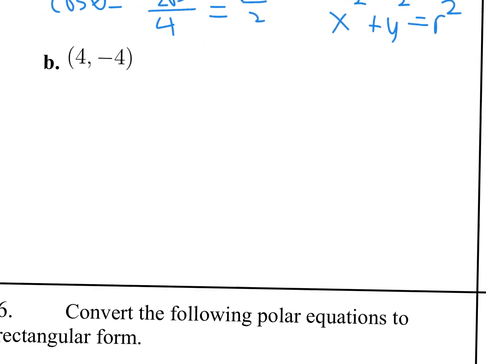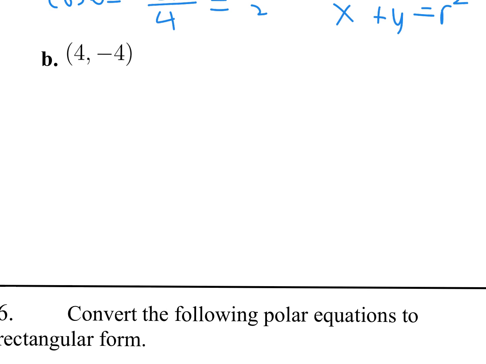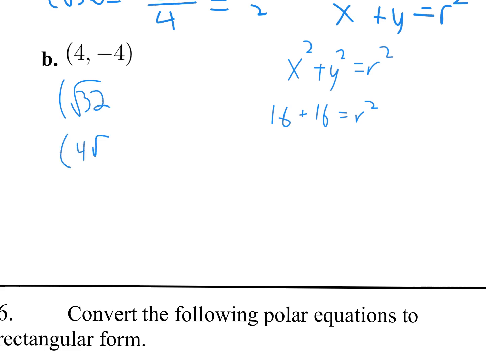Next one, let's do the same idea. That's x, y. So x squared plus y squared is r squared. So 16 and 16 is r squared. So r is the square root of 32, which I could also, if I wanted to, write as 4 root 2. Doesn't matter which way you write it.